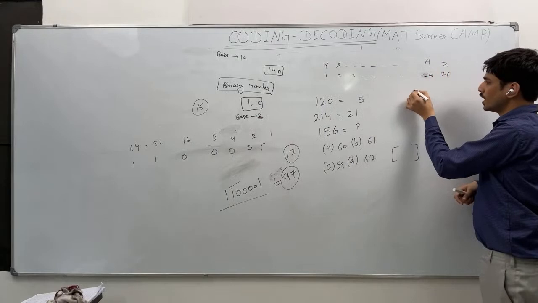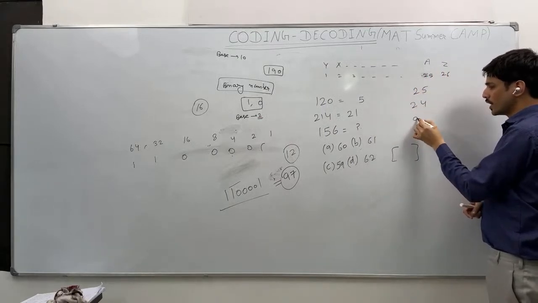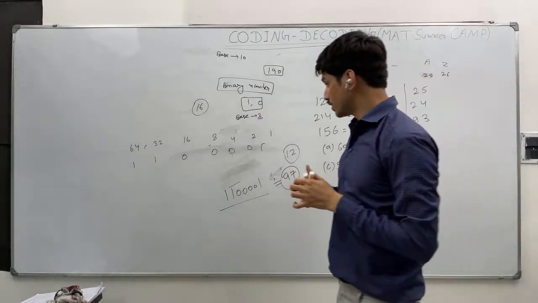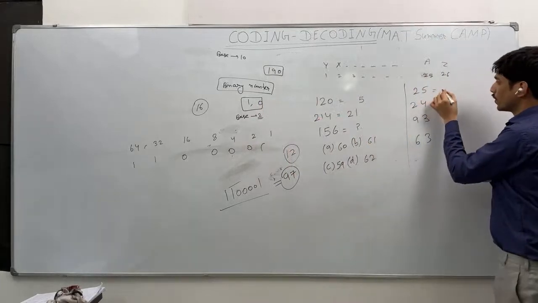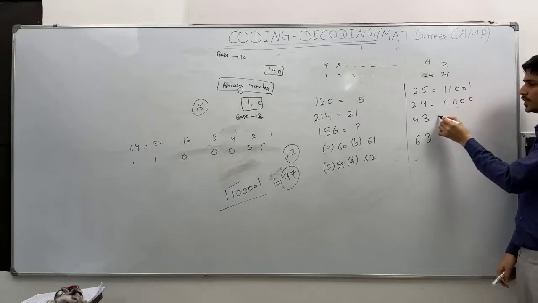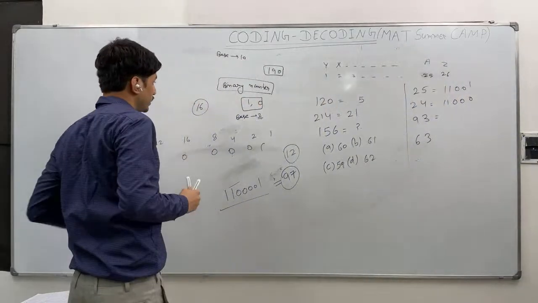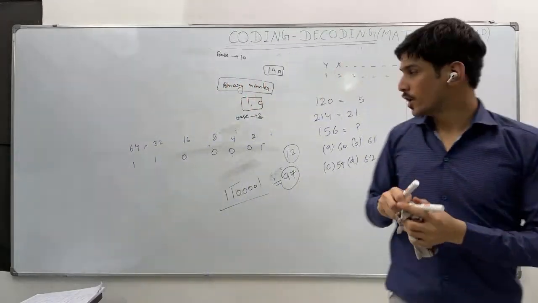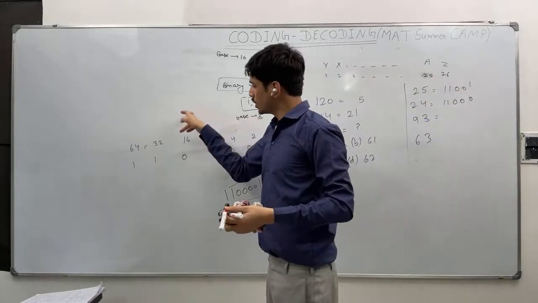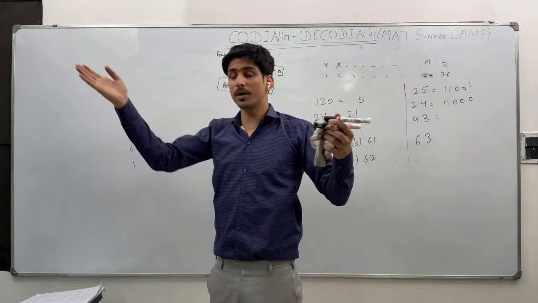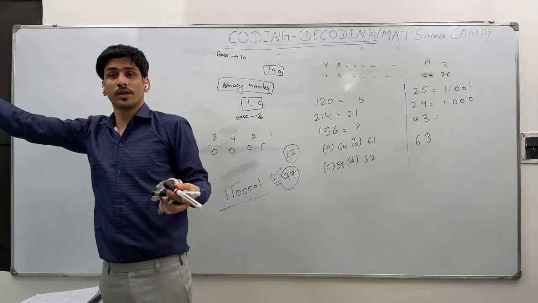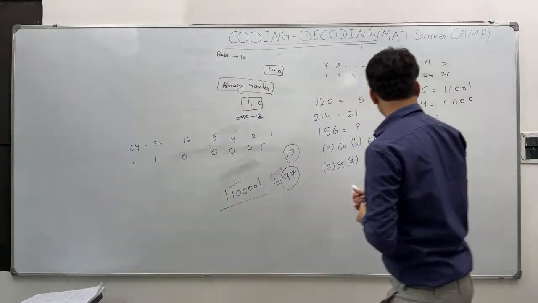Let's say I give you numbers 25, 24, 93, and 63. Convert that into binary. 25 is 1100. 24 is 1100. Are you getting my point? How are we converting? First you write this sequence 1, then 2. How are we getting 4? 2 to the power 2. Then 8, 16, 32, 64. If we are getting a big number, then again we multiply 64 by 2, then 128, then 256, then 512, then 1024.